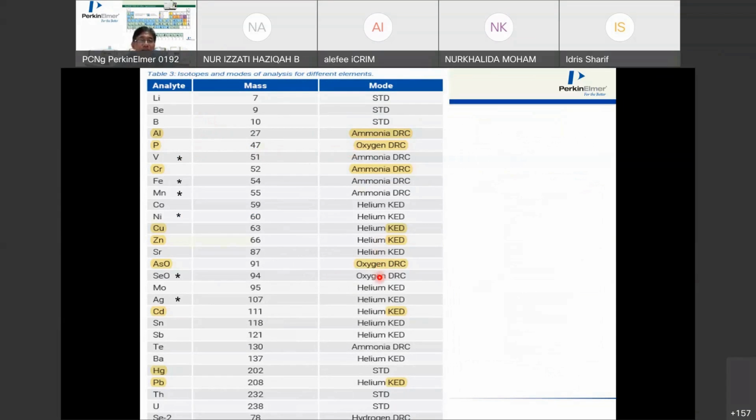So it's listed here. Arsenic is analyzed as arsenic oxide because it is interfered with by chloride. Argon chloride at mass 75 interferes with arsenic 75. Therefore, we move precursor ion arsenic 75 to product ion arsenic oxide at 91 using oxygen reaction mode in the ICP-MS. In fact, seawater ICP-OES is not capable of meeting it. Yes, you must have ICP-MS.